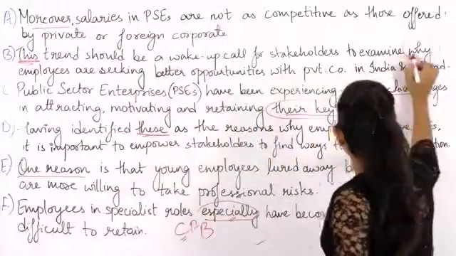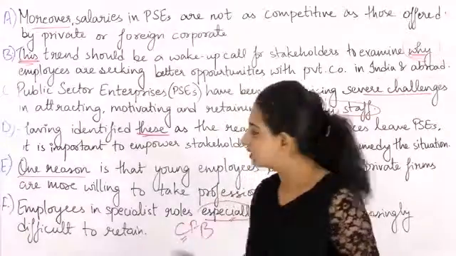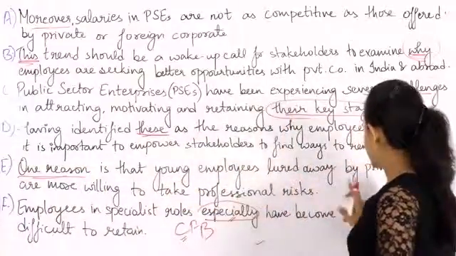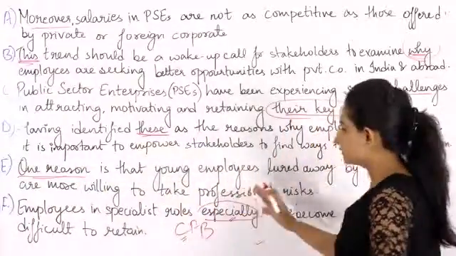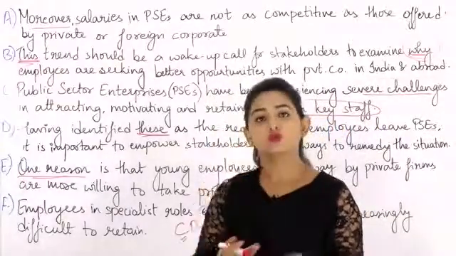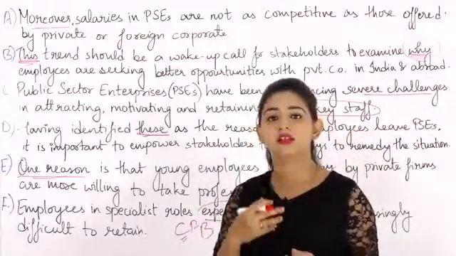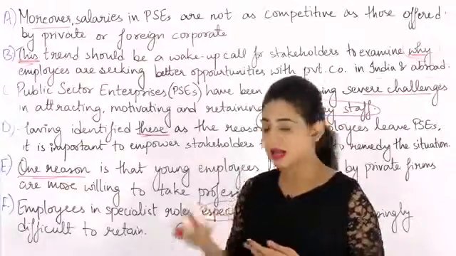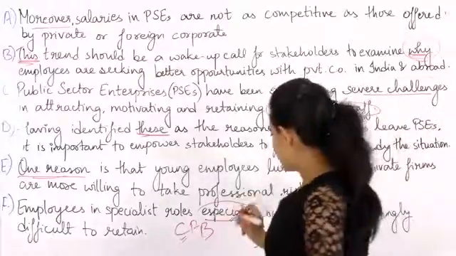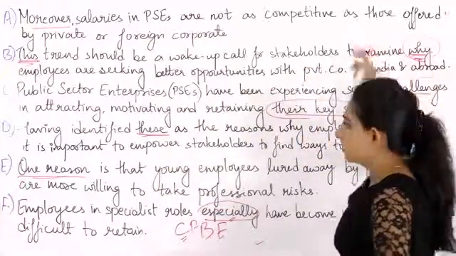Now, there is a question over here which asks why are they facing such a problem? So, where are the reasons? The first reason given here, one reason is that young employees lured away by private firms are more willing to take professional risks. Young employees are very much attracted towards private firms. Why? Because they are offered various kinds of salaries and innumerable perks. That is why they get lured away by the private firms. So, we will place E after B. Why? Because this is the answer to the question that is given in B.